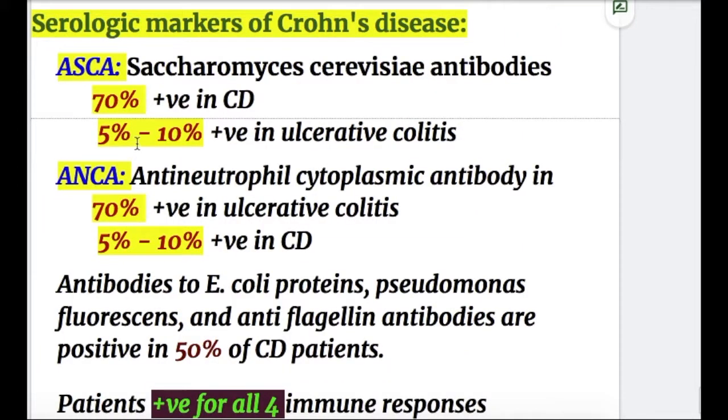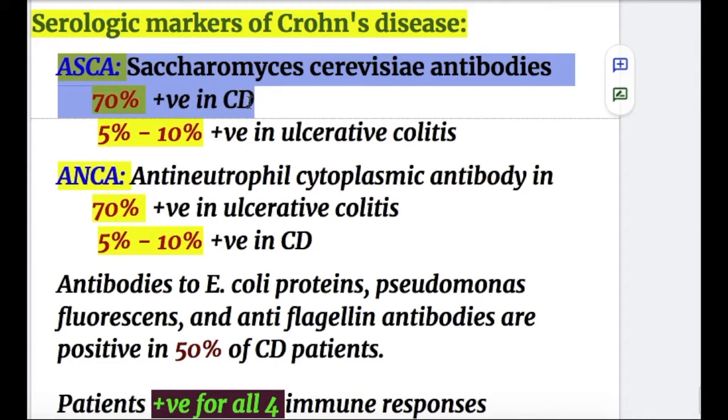Now, serologic markers of Crohn's disease. ASCA, anti-Saccharomyces cerevisiae antibodies, are positive in 70% of cases of Crohn's disease and about 10% in ulcerative colitis, whereas ANCA, anti-neutrophil cytoplasmic antibodies, are positive in 70% of cases of ulcerative colitis and 10% in Crohn's disease. So ASCA is more important as a serologic marker for Crohn's disease and is positive in about 70% of cases.